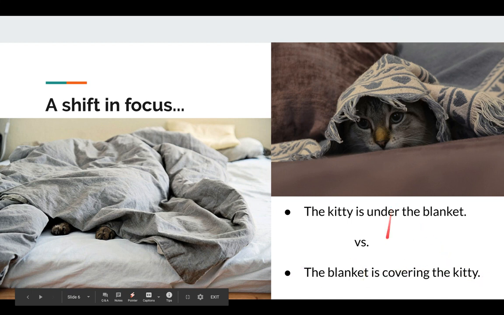Now these sentences are not passive. These are both active sentences with be verb, but you can see there's a different feeling, a different focus of these sentences. So if I say the kitty is under the blanket, I'm focusing on the kitty, right? But if I say the blanket is covering the kitty, then my focus is on the blanket. So that's basically the meaning or the use of passive, right? It's a change in the focus that the speaker wants the listener or the reader to pay attention to. Okay, so I will stop here.